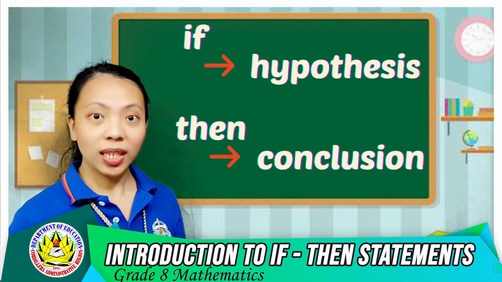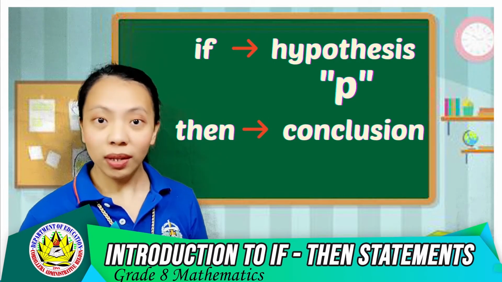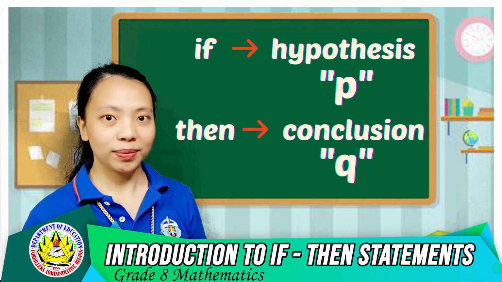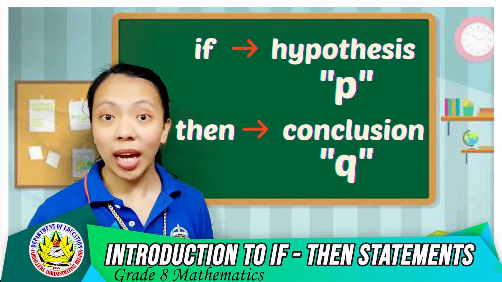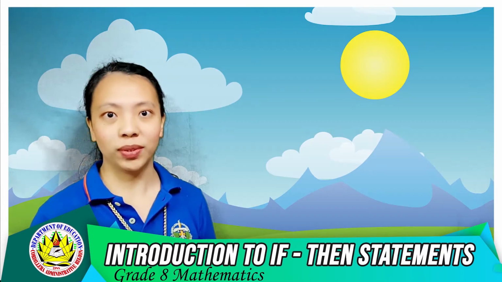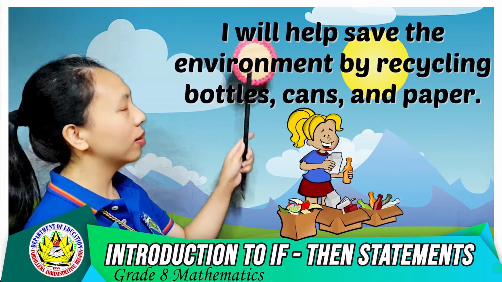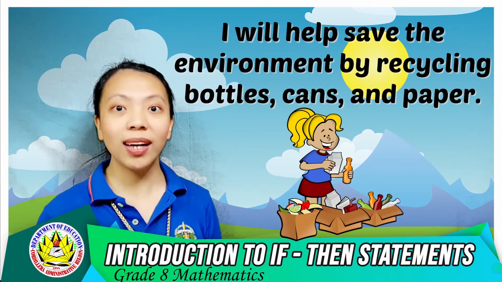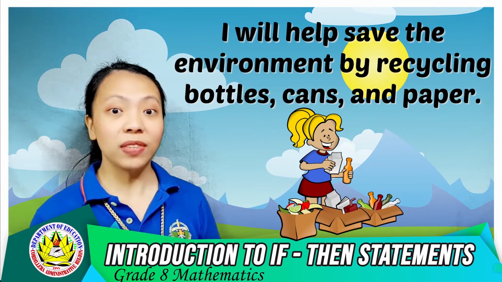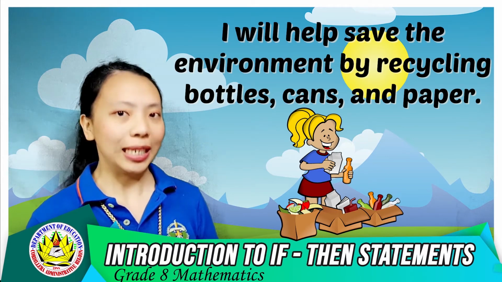The hypothesis is represented by the variable P, while the conclusion is represented by the variable Q. It's now time for us to write conditionals in their if-then forms. Let's start with the first example here. Can you read it for us? All together. I will help save the environment by recycling bottles, cans, and paper.